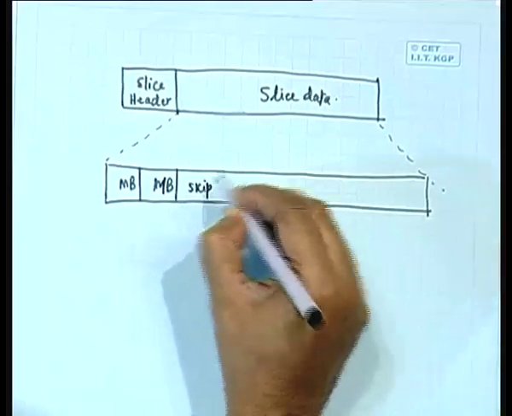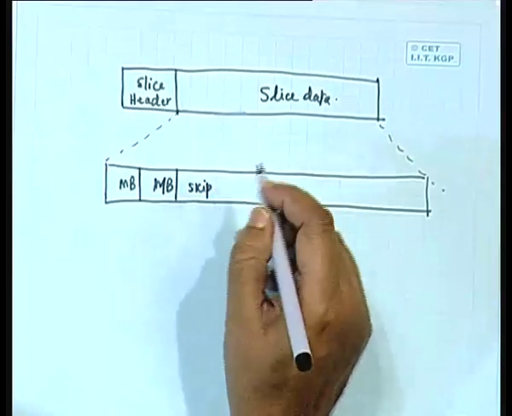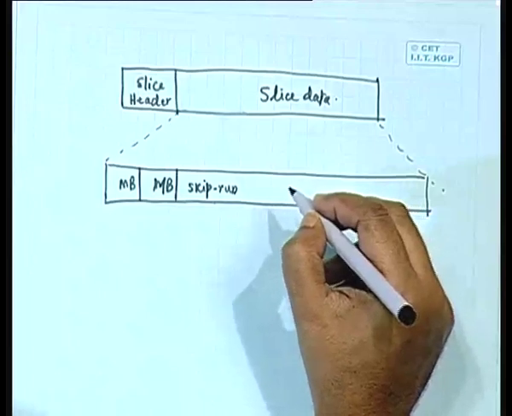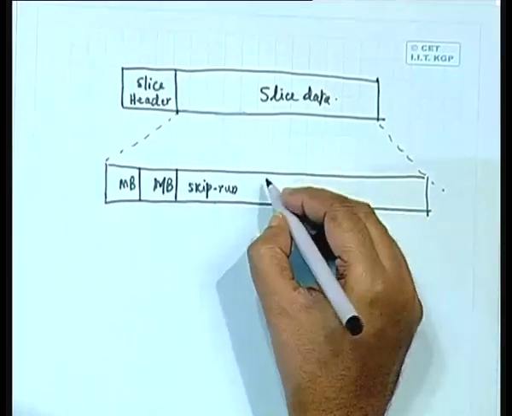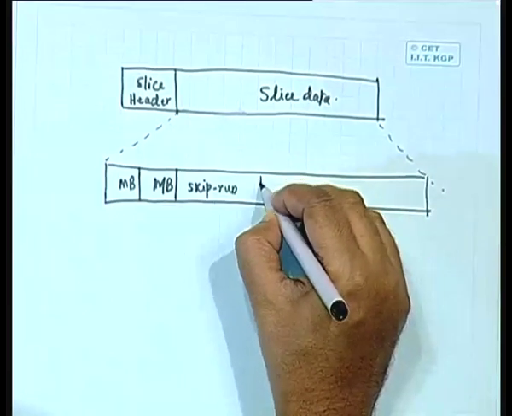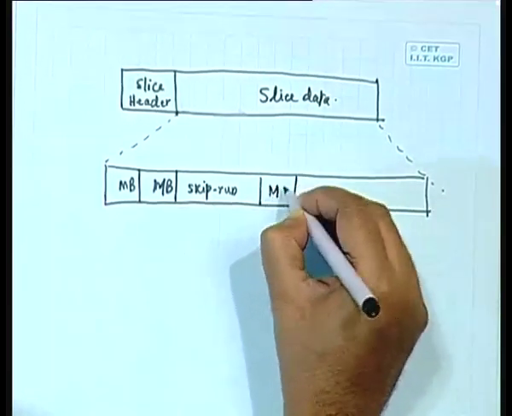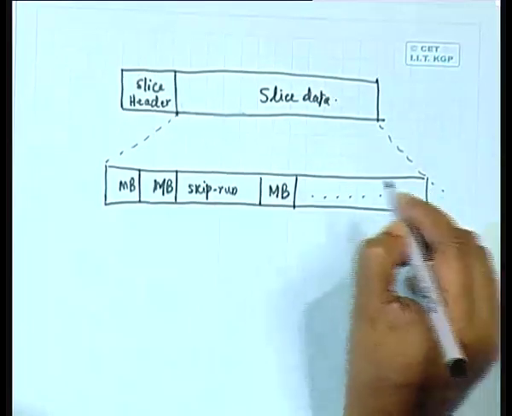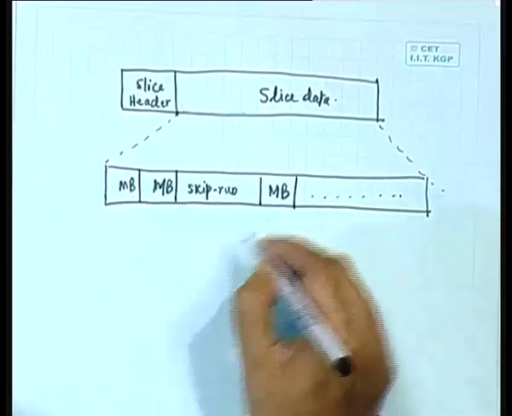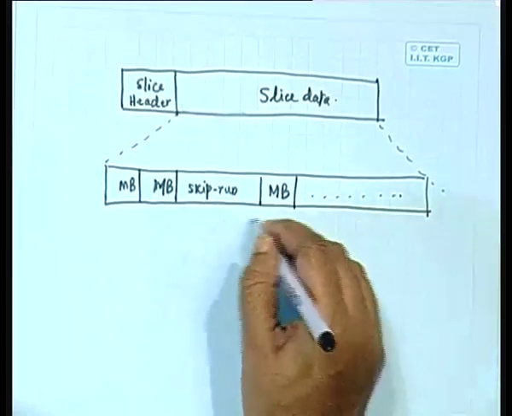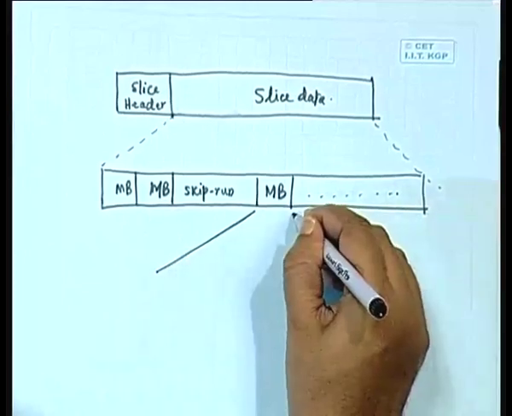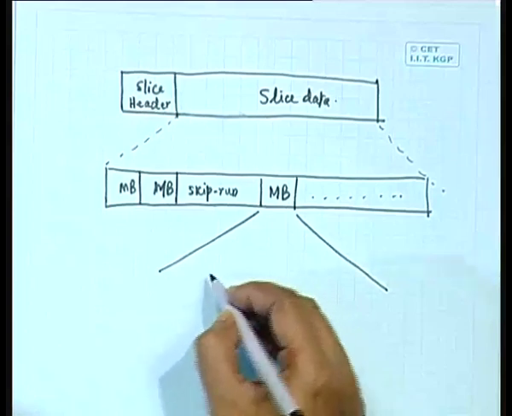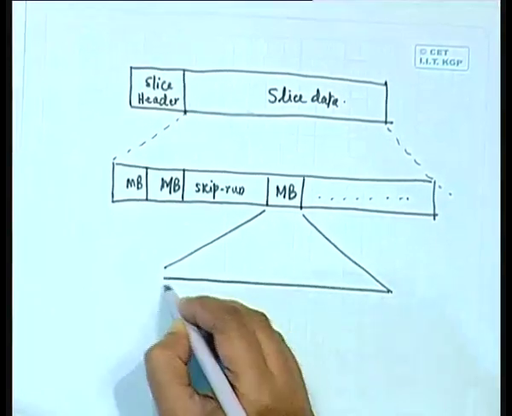Not all macro blocks are going to be encoded, because as I was telling you, there is also what is called the skipped macro block mode. So, there will be some skipped run of macro blocks, and then again there will be some macro blocks which are to be encoded, and this is how it goes. And when you see the data structure of the macro block, the macro block syntax, you will find the presence of these fields.